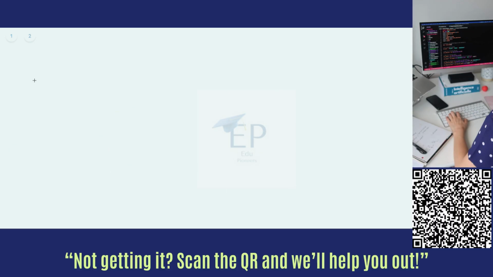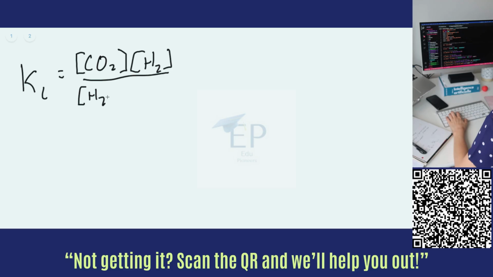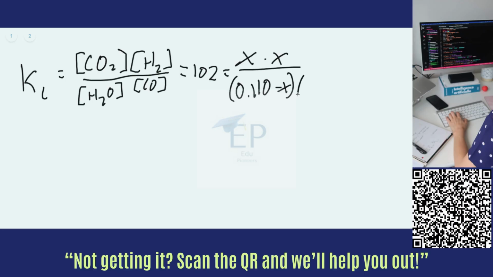So now we'll go to a new page and set up our Kc equation. So Kc is going to be our concentration of products, CO2 and H2, over our concentration of reactants, H2O and CO. And we know this equals 102. And now we have values for all of these, and we can solve for X and then use that X to find what the exact concentrations are. So the products are both X, so this is just X times X. And the reactants are both 0.110 minus X.